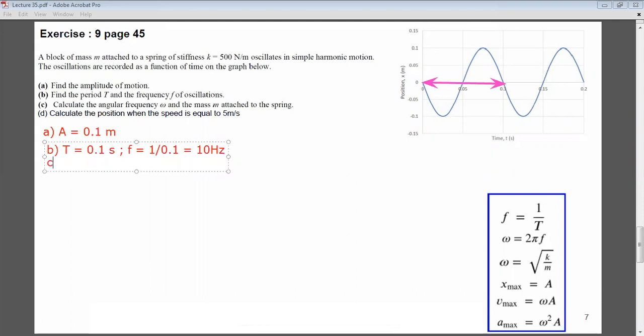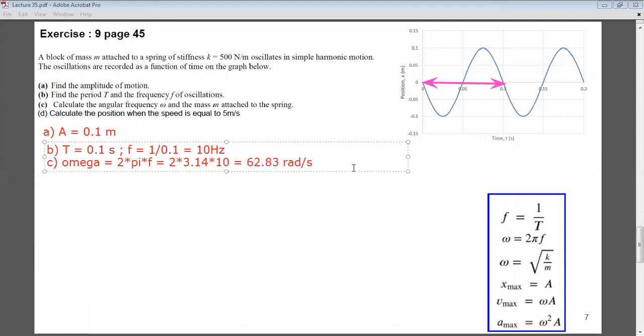Now part C, calculate omega. Omega is equal to 2 times pi times f, which is 2 times 3.14 times f, which is 10. This gives me 62.83 radians per second.